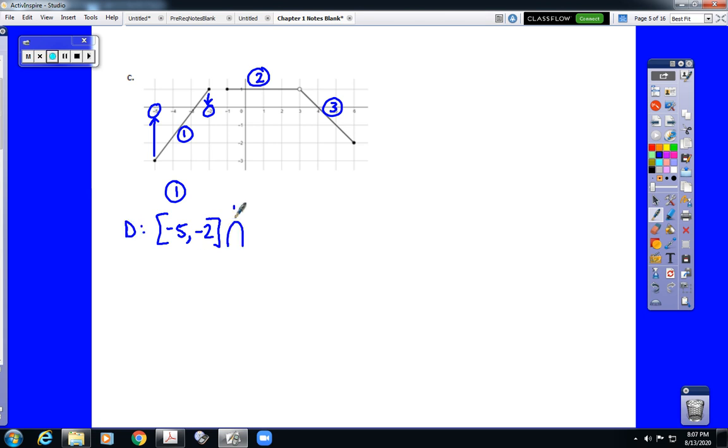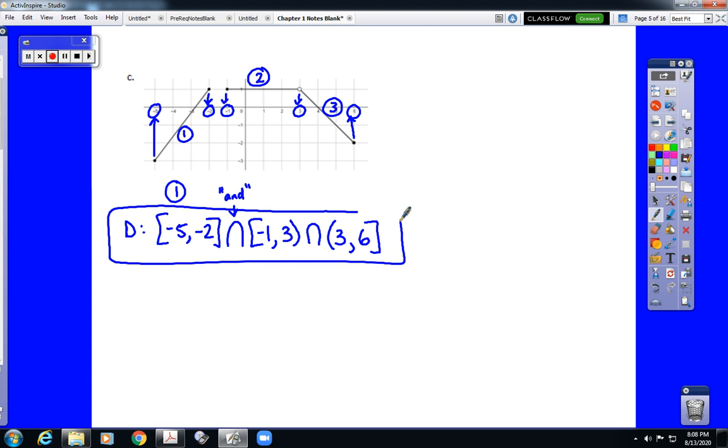Then we use our AND symbol, and we write down the domain for the second piece, which runs from negative 1 to positive 3. So negative 1 is closed, positive 3 is open, so we use our parenthesis. And our third piece runs from x equals 3 to x equals 6. And 6 is closed. So that would be our domain for letter C.